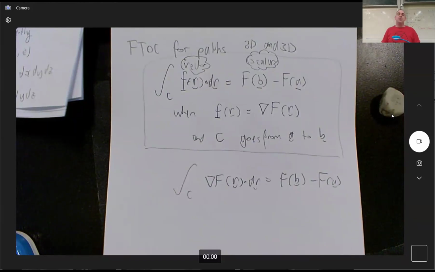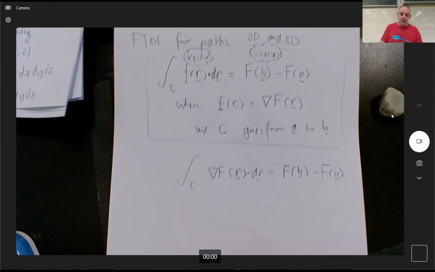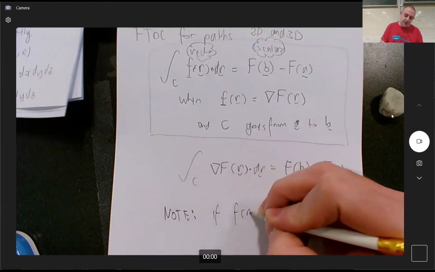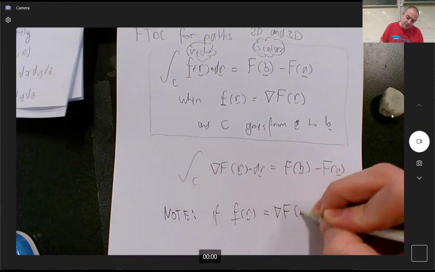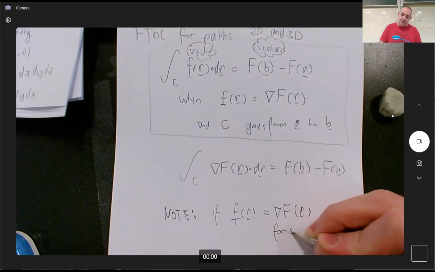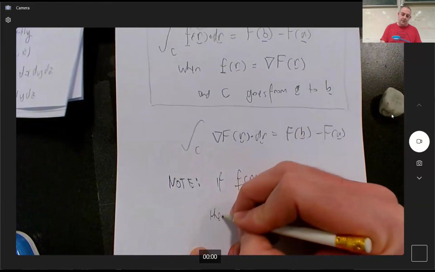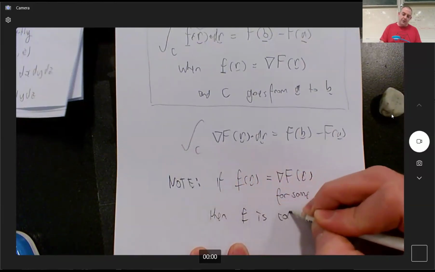I will point out something important at this time. A vector field which happens to be the gradient of a scalar field is called conservative. Usually it's minus the gradient of a scalar field, but whatevs. So note, if f of r is equal to gradient of F of r for some capital F, then little f is conservative.